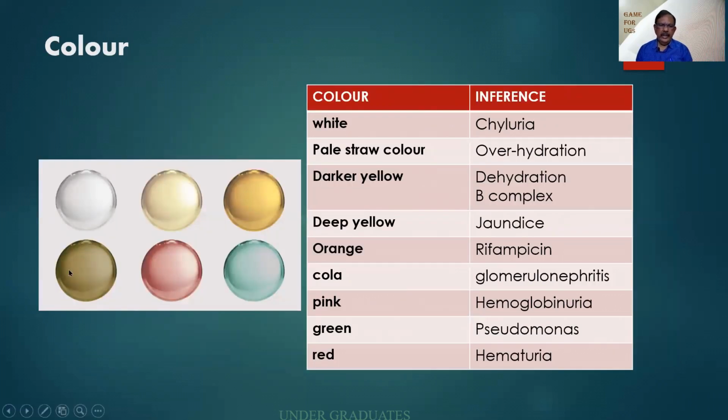Color. Again, a shade of colors is given over here. Look at the different range of colors you can get in urine examination. Color is different from appearance. We shall go to appearance later.